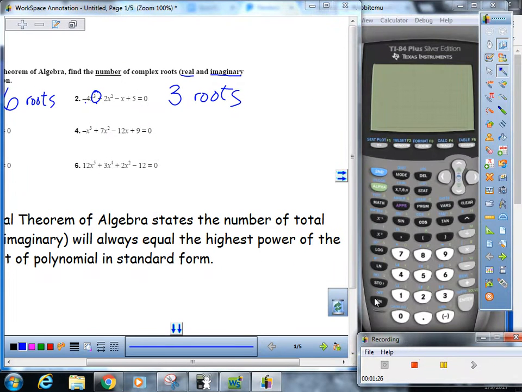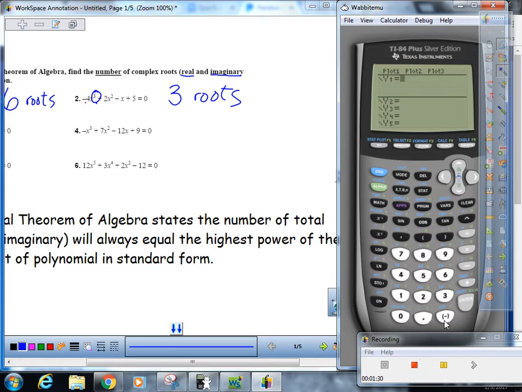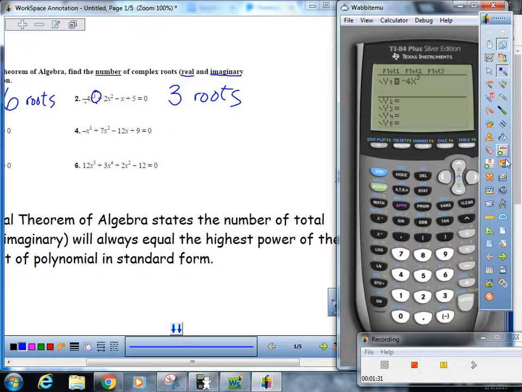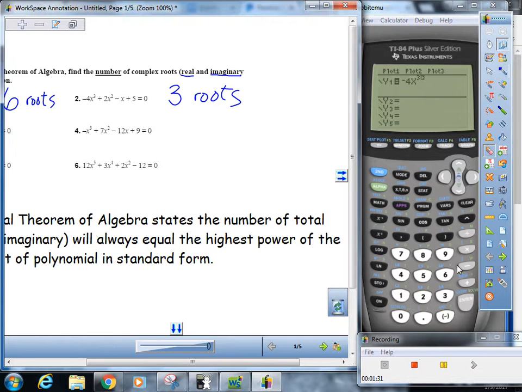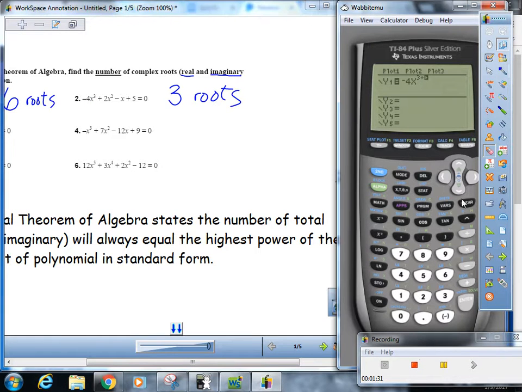So, I'm going to turn my graphing calculator on, and we're going to type in negative 4x cubed plus 2x squared minus x plus 5. I'm going to hit enter, okay? Now we're going to graph it.